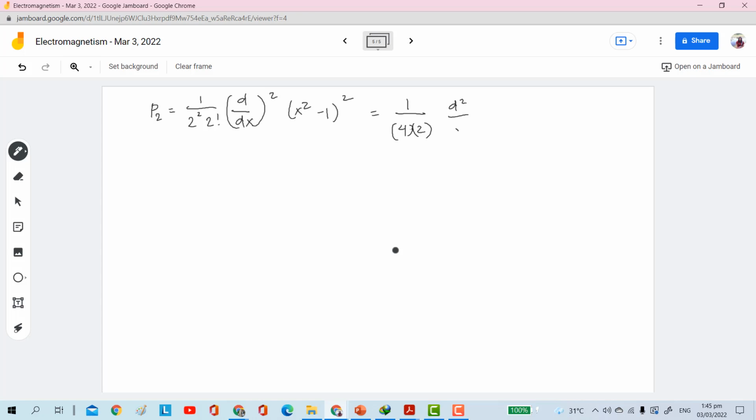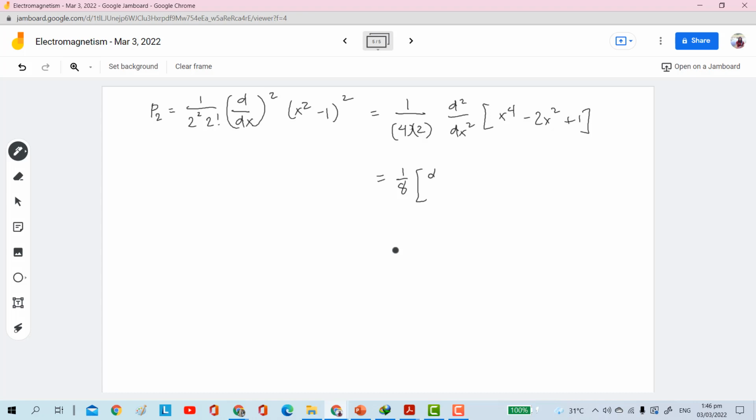You have d squared dx squared of... so x to the 4th, expand the square: x to the 4th minus 2x squared plus 1. So x to the 4th minus 2x squared plus 1. Therefore, you have 1 over 8.